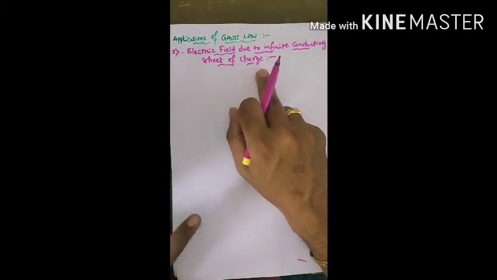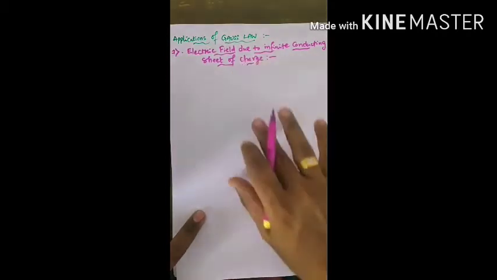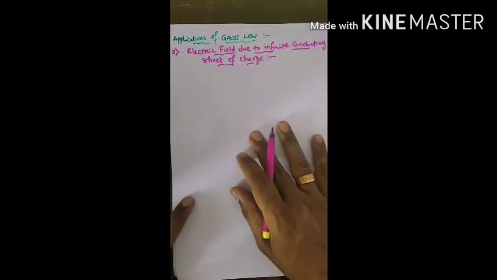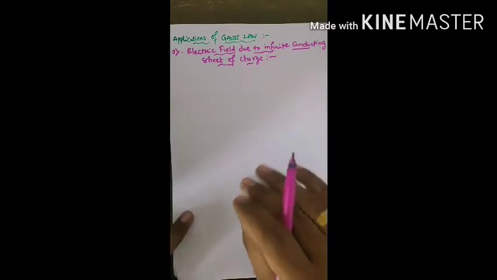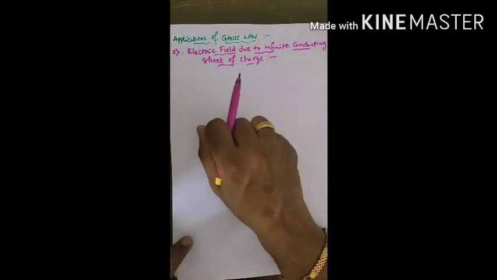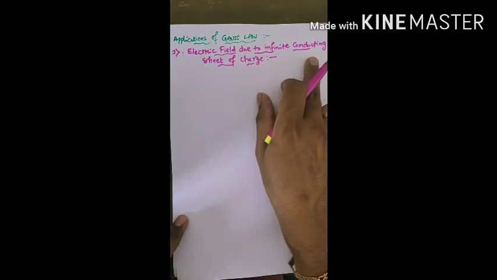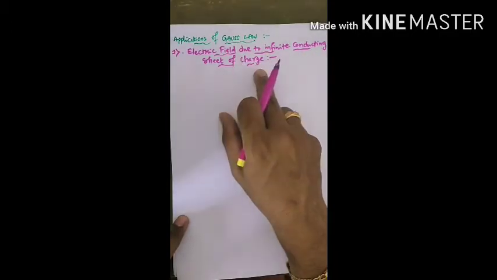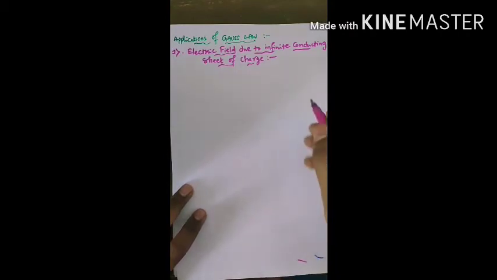Okay, first I will explain this application, and at the end of this application I will give the notes also. Okay, we will start the application. That is, electric field due to an infinite conducting sheet of charge. So for that I will draw a diagram.